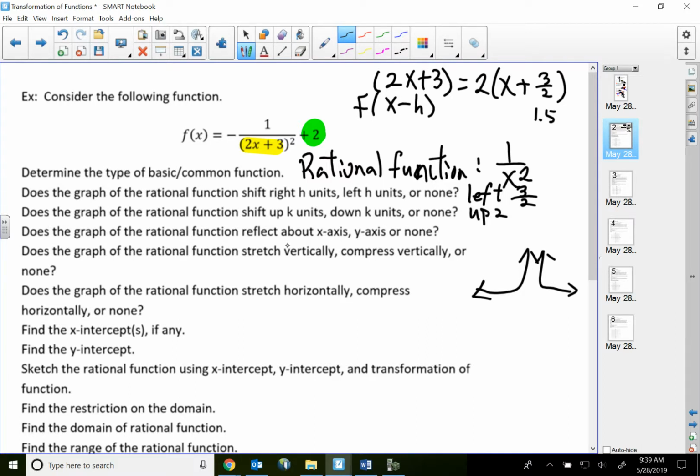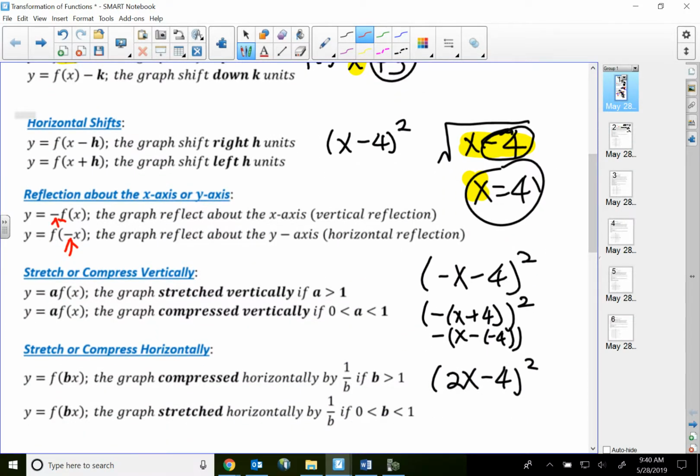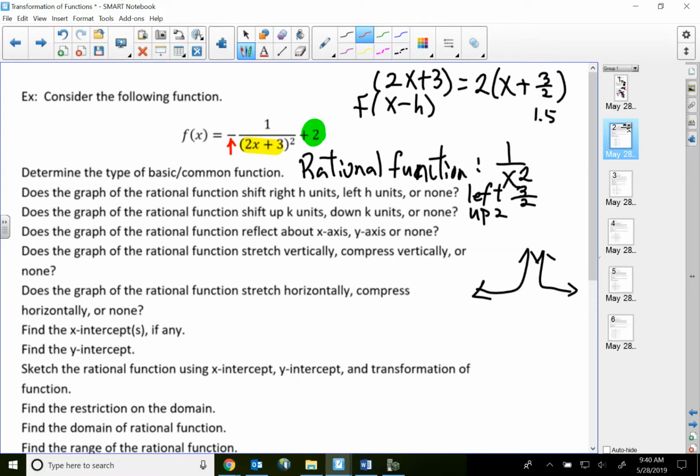Does the graph have reflection about the x-axis or y-axis? Reflection about the x and y-axis depends on the negative sign that is in front of the function or not. Since I have a negative sign in front, that will be reflection about the x-axis. So this entire picture reflects about the x-axis. Now my picture should look something like this. It'll be pointing downward.